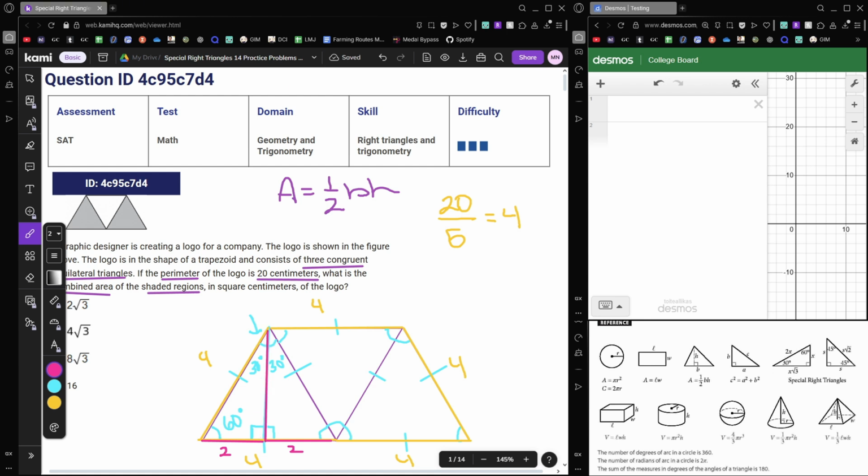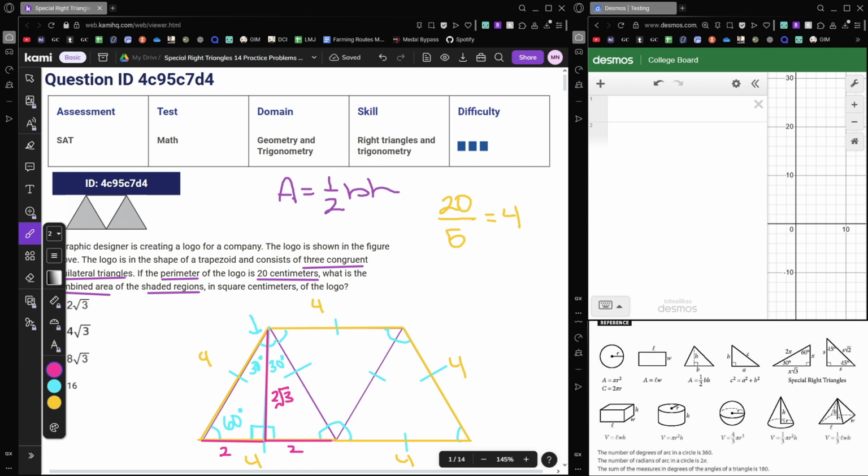And to do that, let's look in the bottom right hand corner and see the rule for 30, 60, 90 triangles. We know that across from the 30-degree angle, that's going to be x. So here x is equal to 2. And then across from the 60-degree angle, that's going to be x square root 3. So that means that our height is equal to x square root 3, or 2 square root 3.